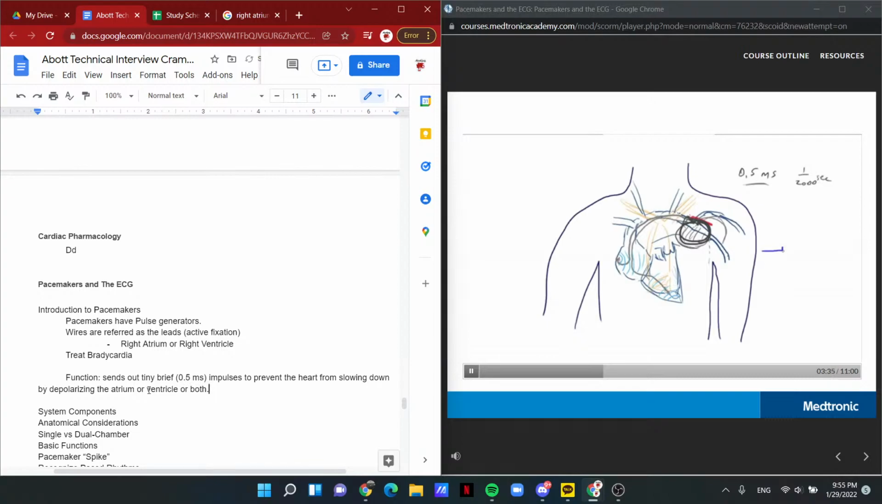Now, if it's an atrial pacemaker, that little hair, which is known as the pacemaker spike, will be followed by a P wave. And if it's a ventricular pacemaker that's operating, then you'll see a spike that's followed by a wide, bizarre-looking QRS complex. So you can have atrial spikes and you can have ventricular spikes. Now, how do we know that the spikes are effective? Well, you'll see some kind of electrical event following it. In the case of an atrial pacemaker, you should see a P wave.